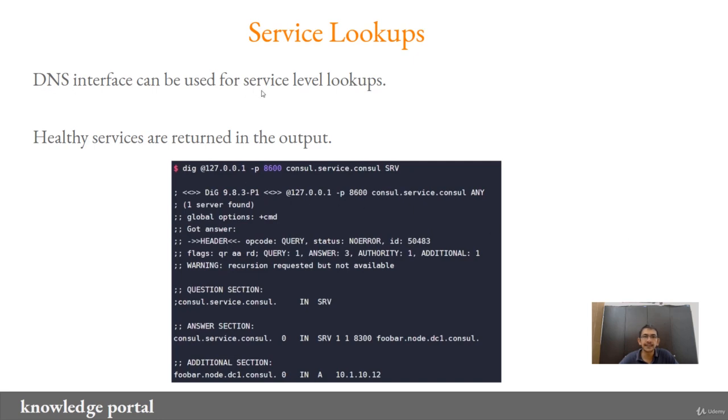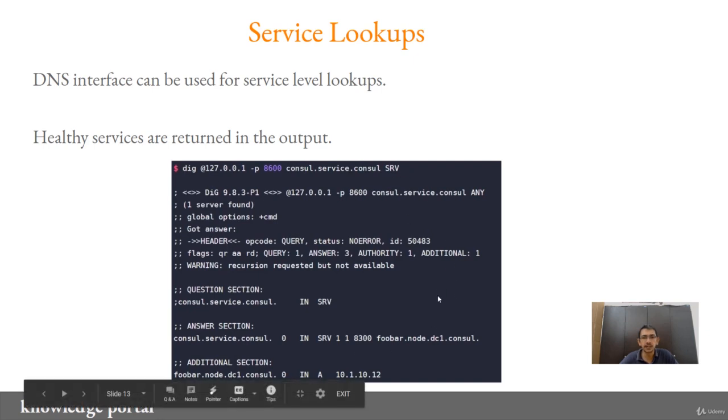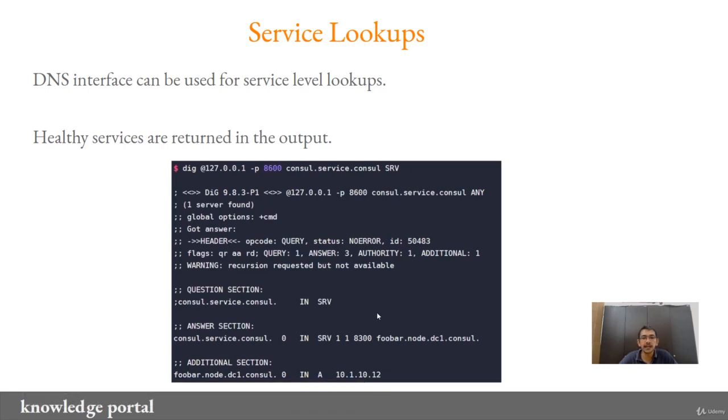One last important point for today's video is associated with service level lookups. The DNS interface can be used for performing service level lookups. In exams you can get an output similar to this, and they'll ask you a specific question based on this output, like what is the port number where this specific service is running. You can identify the port number is 8300 and so on. You should be able to not only know how to perform the lookup via DNS, but also interpret the output that you get here.